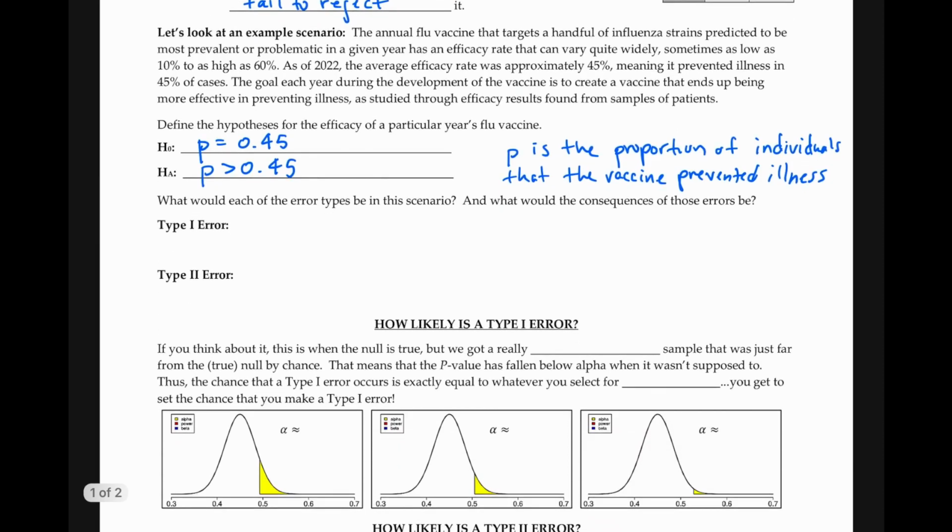So what would be a type 1 and a type 2 error in this scenario? I'm going to leave that to you, okay? You're going to go ahead and take a pause and try to answer what these are and see if you can jot down some consequences for those sorts of errors. So review the definitions up above. Take a moment. When you get into class, you're going to do a quick share with a partner.